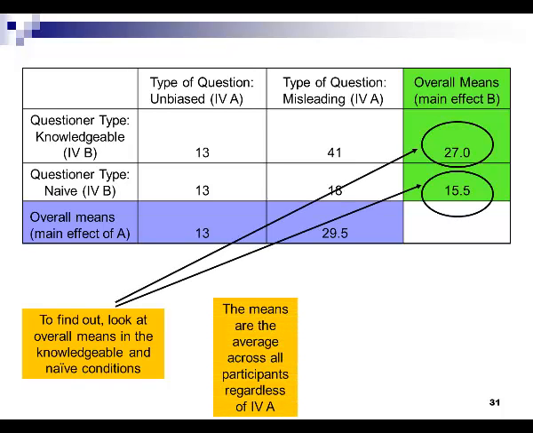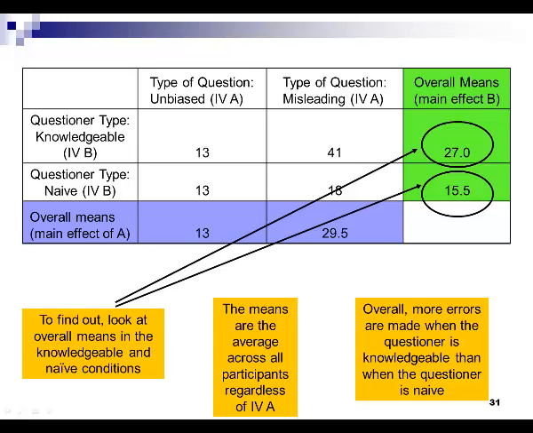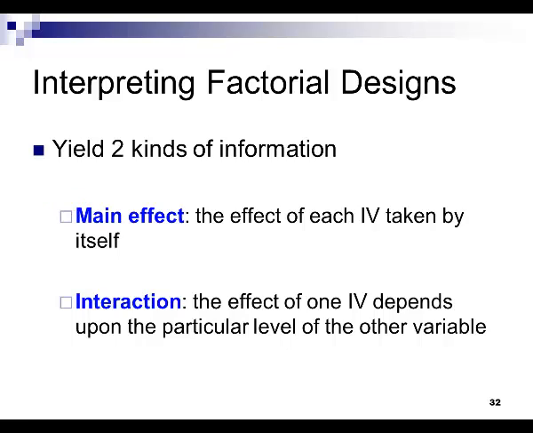And again, the means are the average across all participants regardless of the other independent variable A. And again, overall, more errors are made when the questioner is knowledgeable than when the questioner is naive. So we have a good understanding, hopefully, of main effect, which again is the effect of any one independent variable irrespective of the other variable.